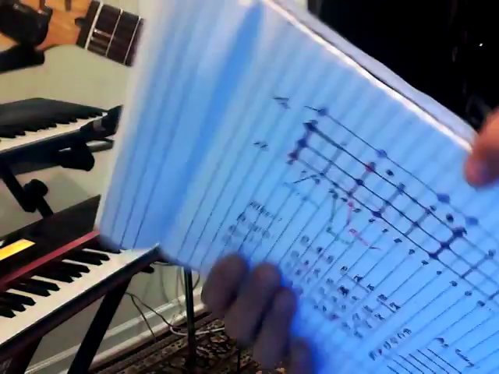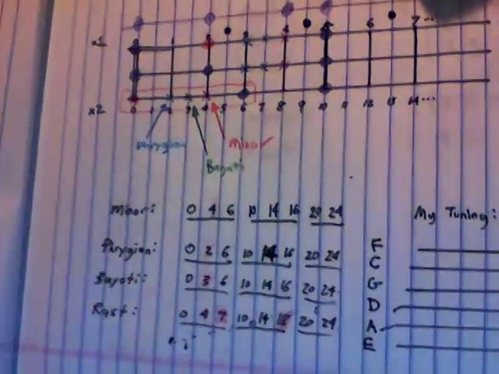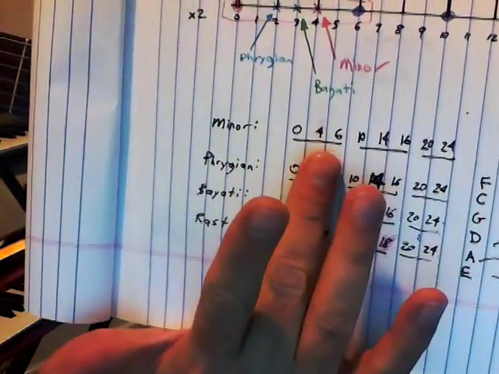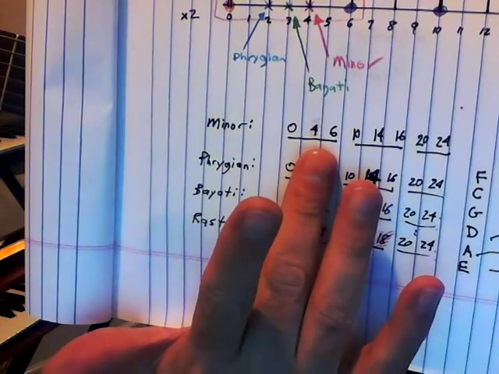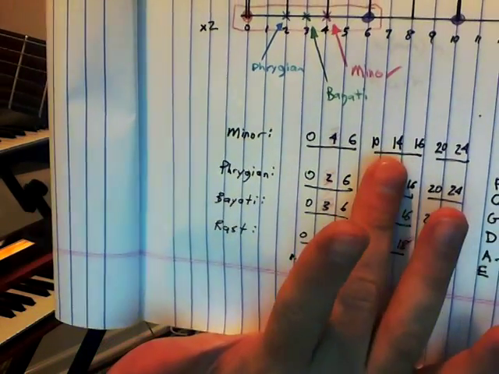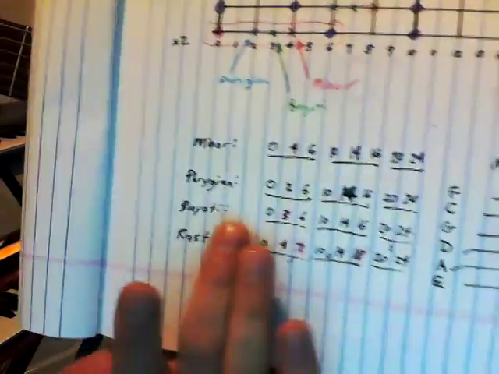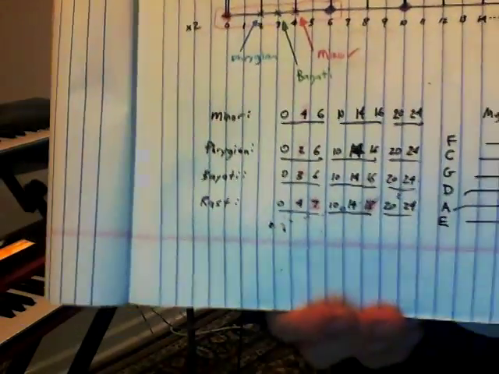So the notation becomes kind of easy to grok, because you have 0, 4, 6, and you add 10 to the next string: 10, 14, 16. That's just kind of an interesting coincidence.